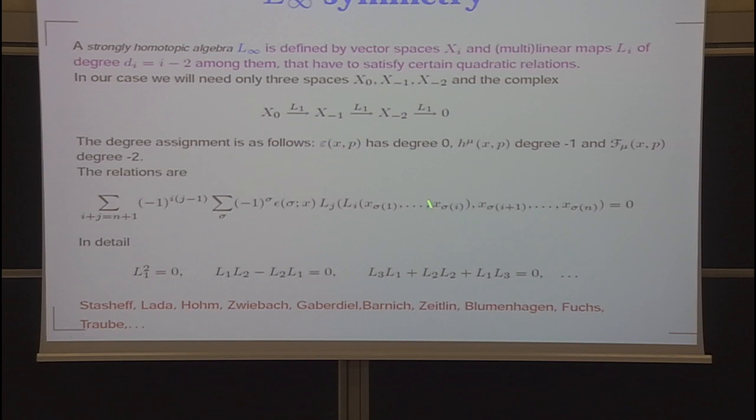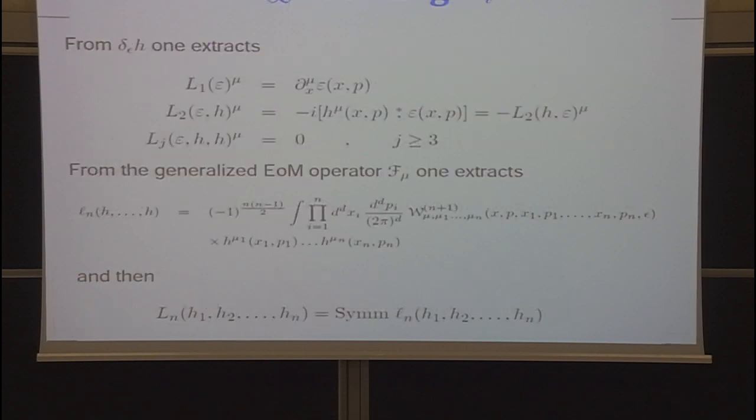So these are products with many entries, and these products have to satisfy these relations. Now, by defining L1 in this form, L2 in this way, Lj with an epsilon inside equals 0, but Lj with Ln with many h's is given by this complicated expression.